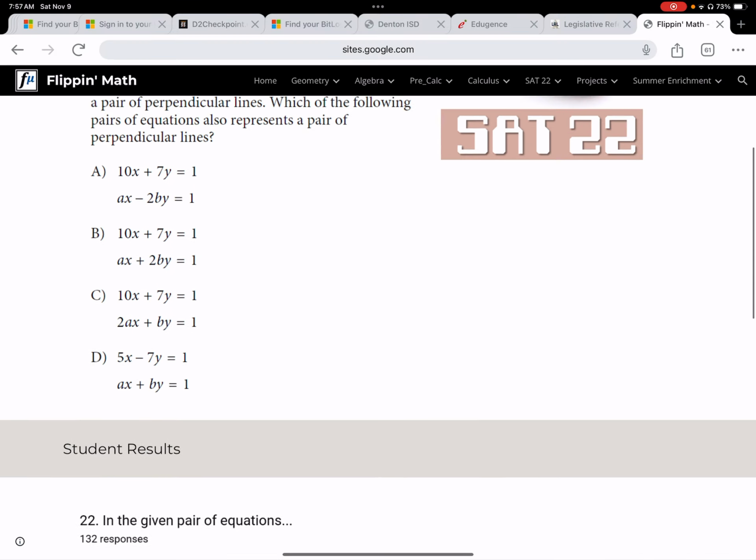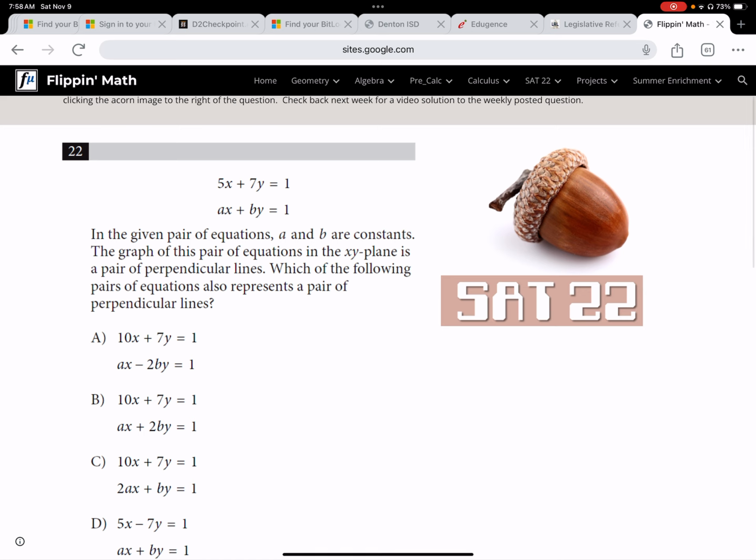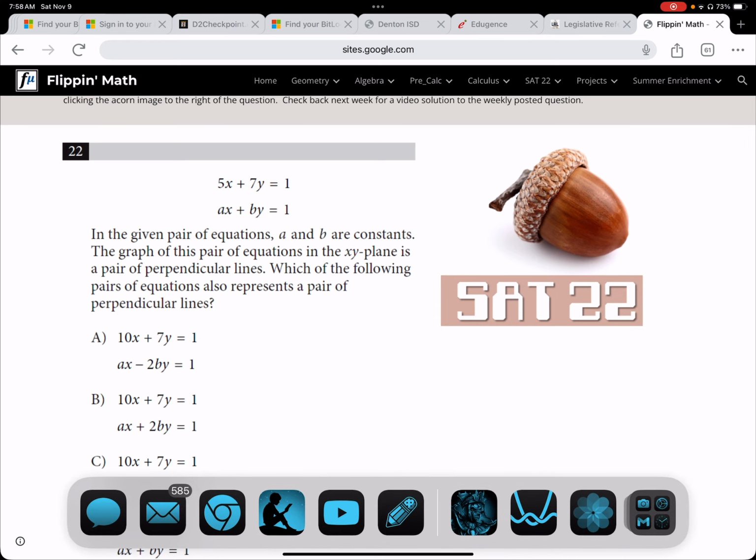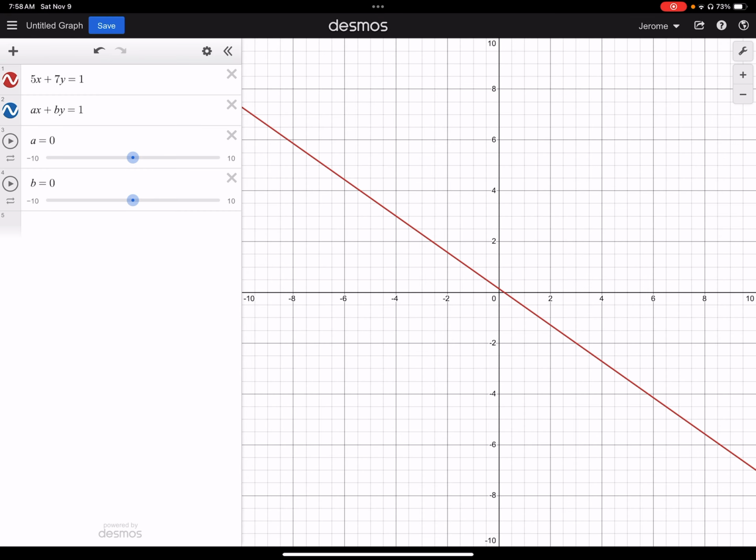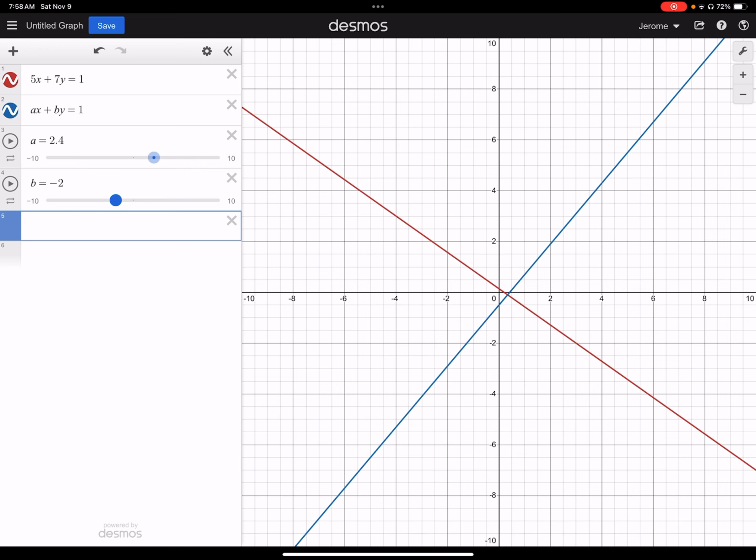Unfortunately, this is not a question that lends itself very well to a Desmos kind of crutch. So here, I'll just show you. I've already typed these in, and whenever you try to type in the second equation, of course, it's going to prompt you to have sliders, because without sliders, it has no idea what A and B are supposed to be. So you get these sliders, and then maybe you try to move these around so that you can try to get perpendicular lines.